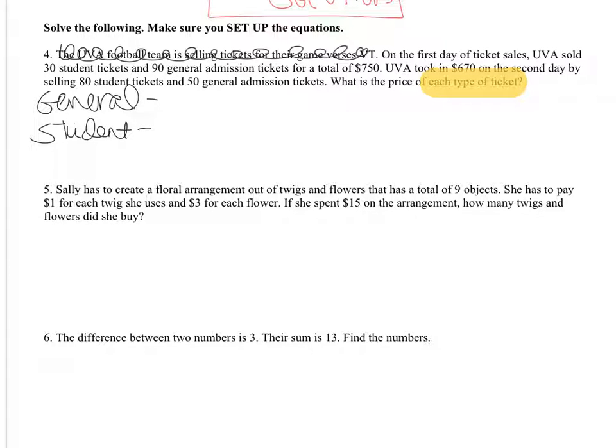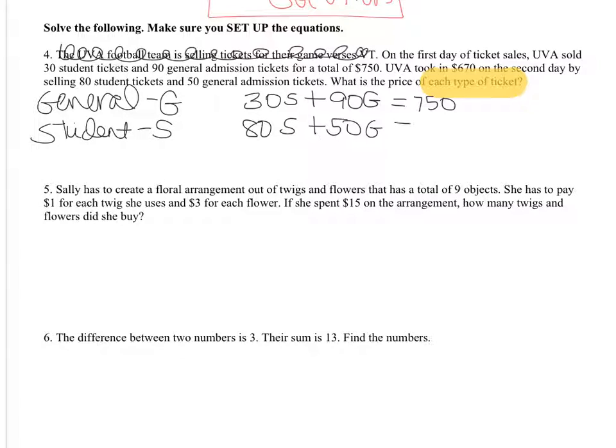Do I know how much the general admission tickets cost? No, so I give it a variable. How about student tickets? Nope, give it a variable. So now I'm going to go back to the top of the problem, and I'm going to turn that first sentence into an equation. On the first day of ticket sales, UVA sold 30 student tickets, so 30S plus 90G for $750. On the second day, they sold 80 student tickets and 50 general admission tickets for $670.